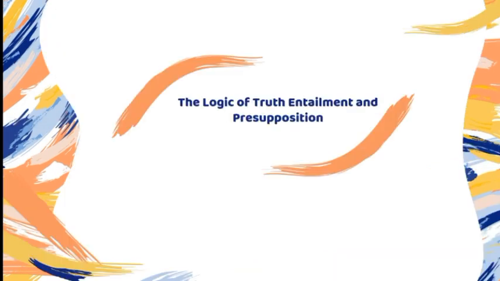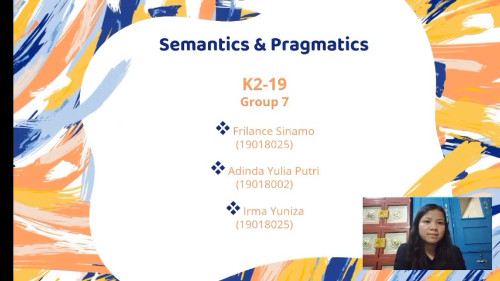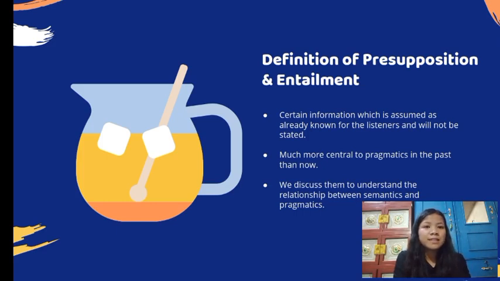Our material is about the logic of truth, entailment, and presupposition. Okay, we come to the first slide. We are going to explain the definition of presupposition and entailment. They are certain information which is assumed as already known by the listeners and will not be stated. Both of them are something already known to the listeners. They were much more central to pragmatics in the past than now, and we discuss them to understand the relationship between semantics and pragmatics.